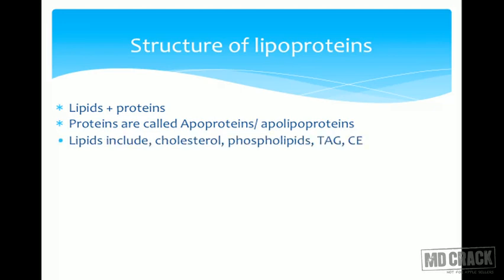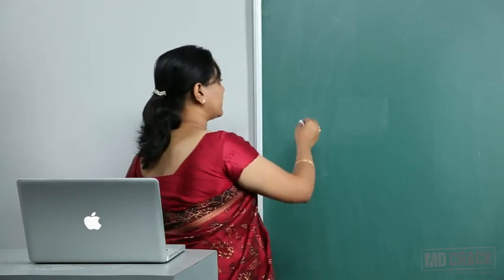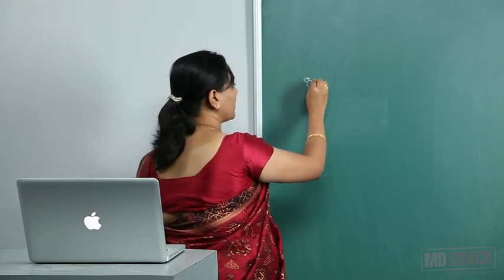Now, which are the lipids that are present in all these lipoproteins? They include cholesterol, phospholipids, triacylglycerol and cholesterol esters. The proportion of each of these, cholesterol, PL, TAG or CE, will differ depending on the type of lipoprotein. Now, all these lipoproteins have one common structure. They are all spherical in nature. So, what will be present on the outside?